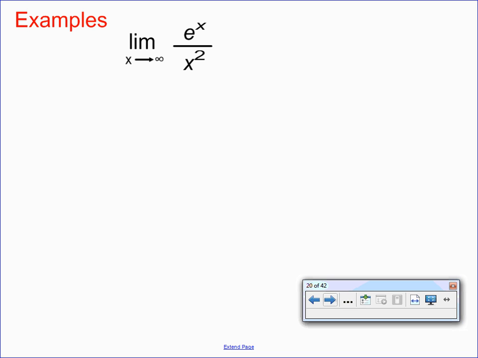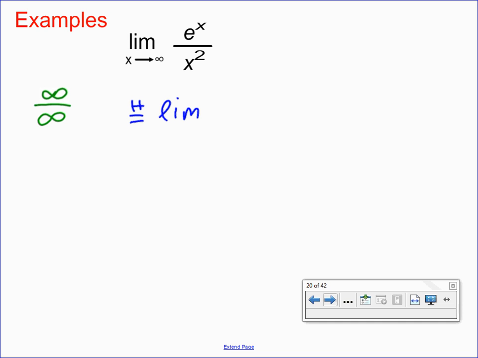If the top grows to infinity more quickly, it's going to overwhelm the bottom, right? And so I'm going to get overall infinity as my guess. Let's see. I get infinity over infinity, which authorizes the use of L'Hopital's. You always must show that, do the check. And now let's go ahead and use L'Hopital's rule.